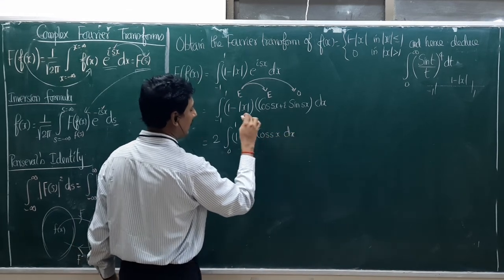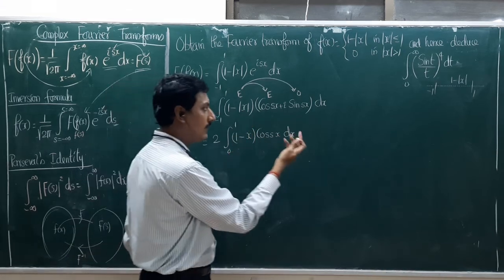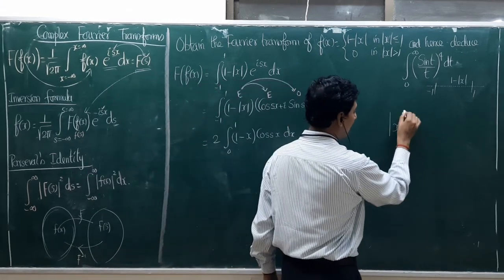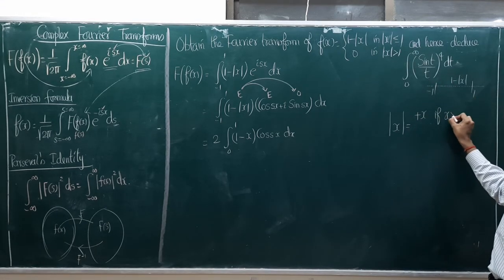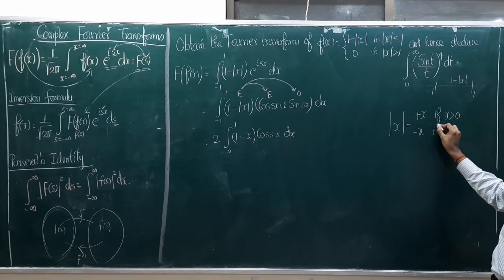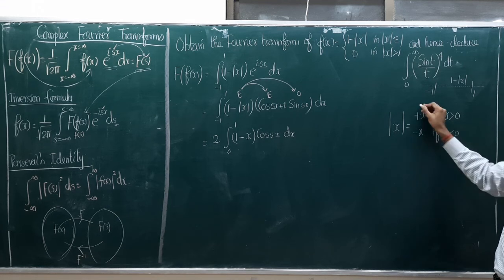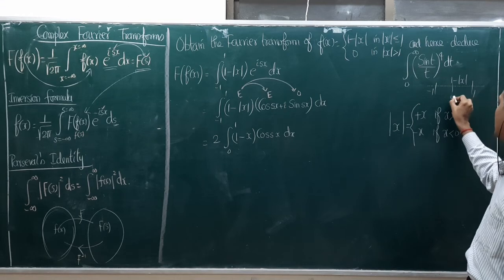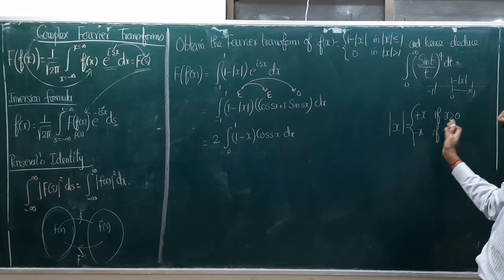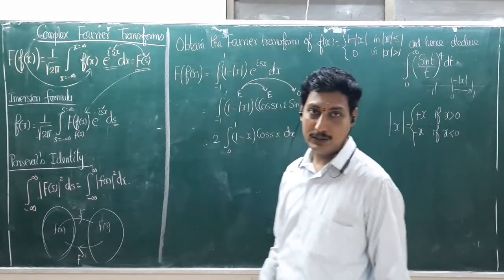What about the modulus sign? Yeah, the modulus sign becomes plus x, because of the definition of mod x. The definition of mod x is plus x if x is positive and minus x if x is negative. Now my interval is only positive, because it is 0 to 1, so it is the positive sign only. So here it is positive x. That's why I remove the modulus sign.